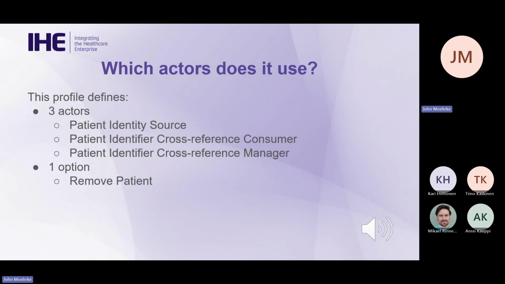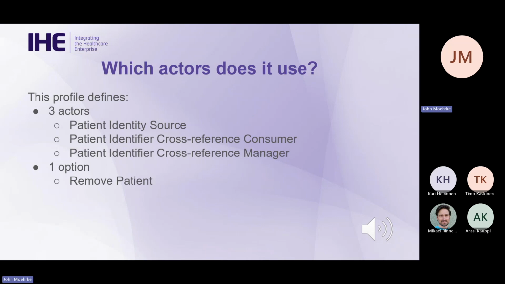So generally speaking, in a PIX environment, you have many different identity sources. Think of a health information exchange where you have 20 organizations involved in this affinity domain. All those 20 would each be identity sources feeding their identities to one manager. The manager would be doing algorithmic matching. Hopefully it can do very definitive matching.